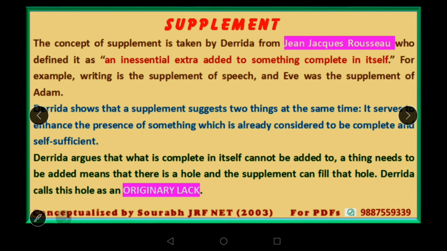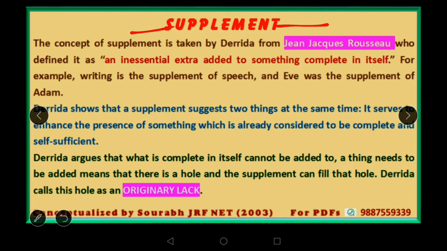Okay, next very important term is supplement. Okay, we all know basic meaning of supplement, and it is used in this traditional sense by Rousseau, once again in the hierarchy of speech and writing. But look how Derrida has changed the perspective.